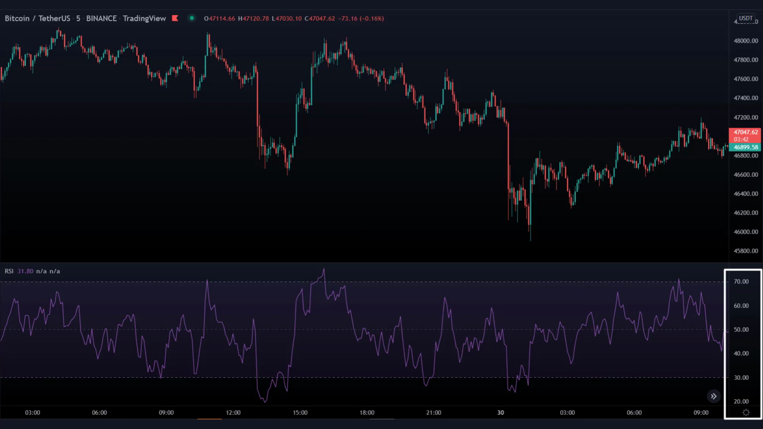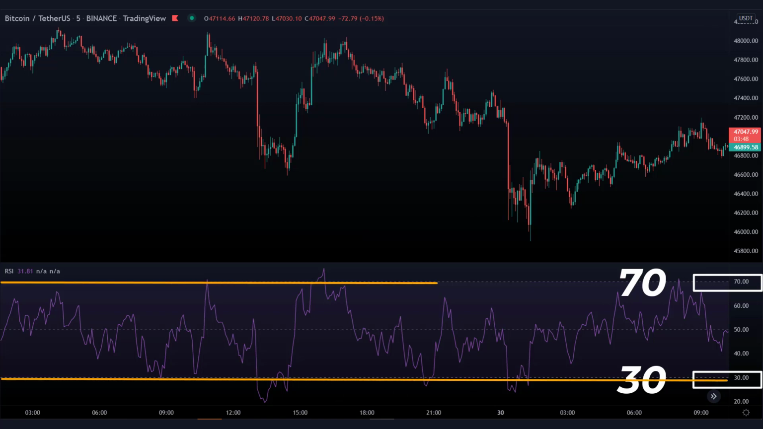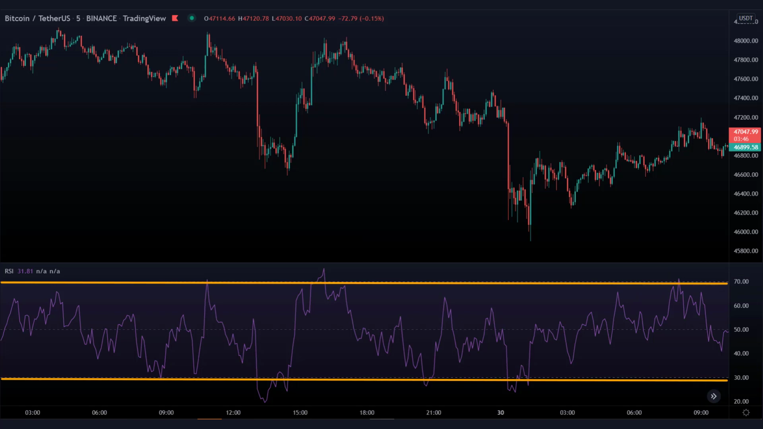There are 2 values that are most important: the 30 and the 70 values. We can easily characterize these 2 levels on the indicator. The bottom line has a value of 30 and the top line has a value of 70. With this information, we can map 2 important areas.